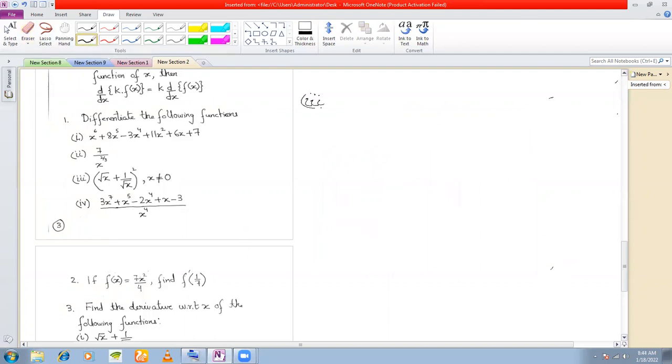Number 3. Let y or f(x) is equal to root x plus 1 by root x whole square, where it is given that x is not equal to 0. So can you tell me why is it given that x not equal to 0? Because x is in the denominator in the second one. If you see, x is in the denominator, and if x is equal to 0, this will become undefined or indeterminate. So therefore, that's why it is given x not equal to 0.